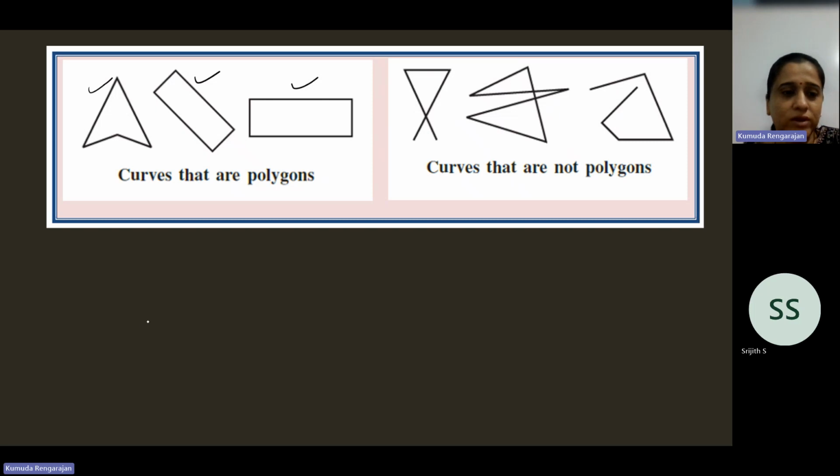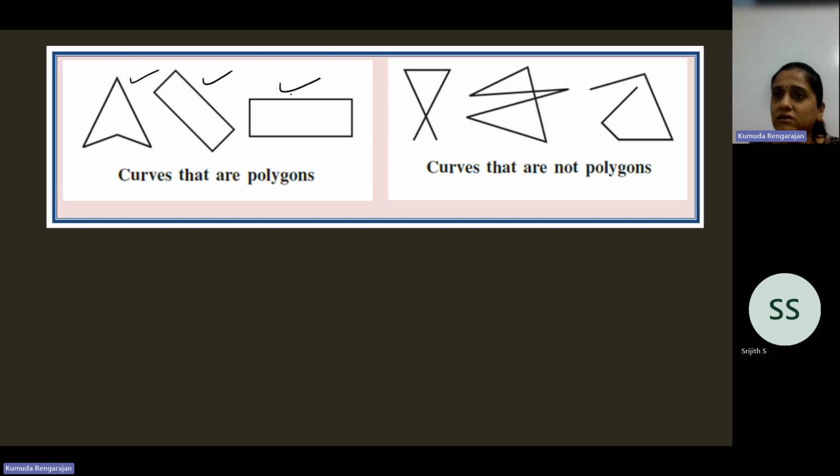Okay, so see the first figure. We can draw the first one like this, correct? You are able to draw it without lifting your hand. So it's a curve. And it's a closed curve because the starting point is equal to the ending point. And it is a simple curve because it doesn't cross itself. So this one is a simple closed curve, and it's made up of only line segments. So it's a polygon. Like that, you can check for all the three.